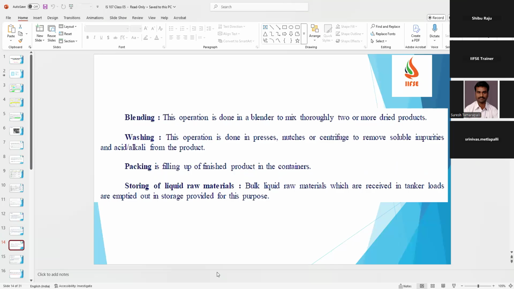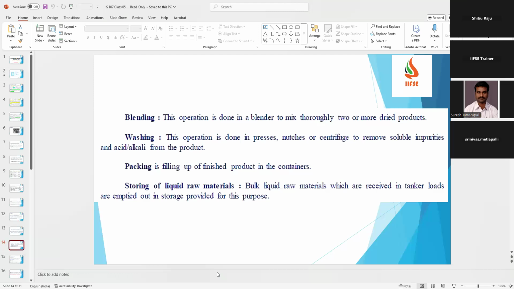Then washing. This operation is done in the presses or nutsche filters or centrifuges to remove soluble impurities and also acids or alkali from a product. So here you are taking out the soluble materials or soluble impurities. We can use water to wash, or we use certain solvents to wash the chemical. By mixing with the water, we are able to remove the impurities from the reaction mixture.